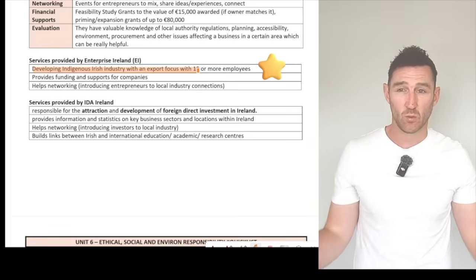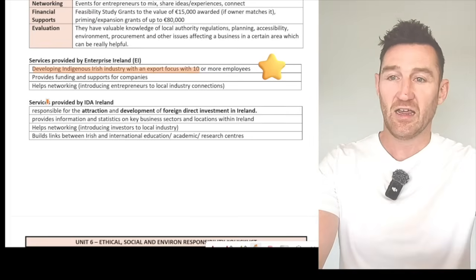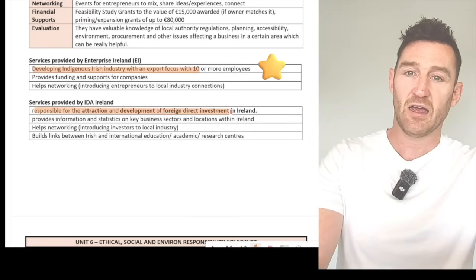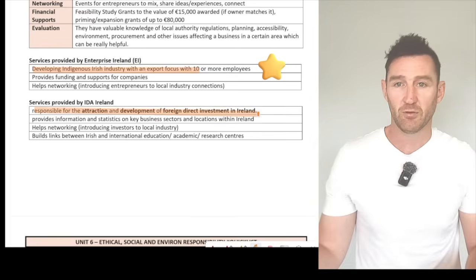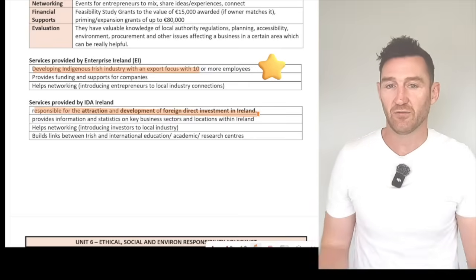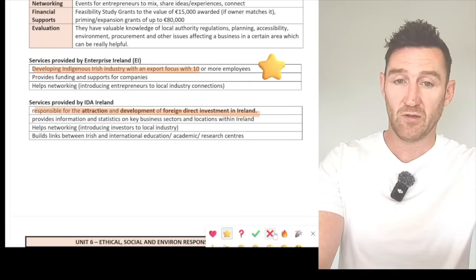So that's really important. And then the same thing with the IDA. This is a compulsory point in the marking scheme. You have to give it. So you have to say they're responsible for attracting FDI and developing FDI. So they are compulsory points. You have to give them.